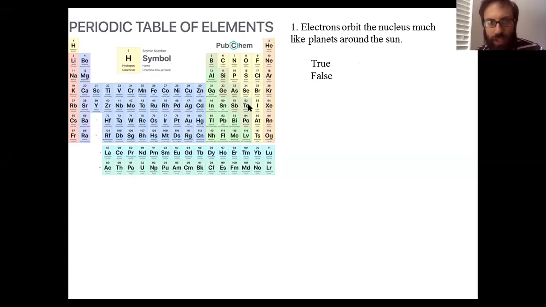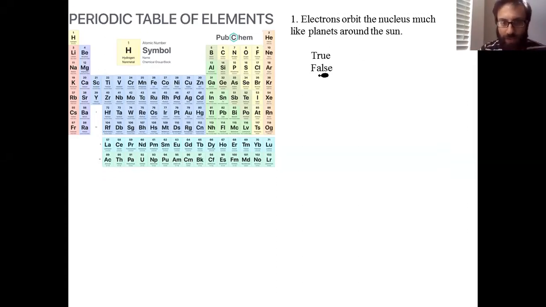Electrons orbit the nucleus much like planets around the sun. I think most people got this one right, which it is false, right? It's definitely false. Remember we talked about how they're not orbits. They're orbitals instead. There's some probability distribution.